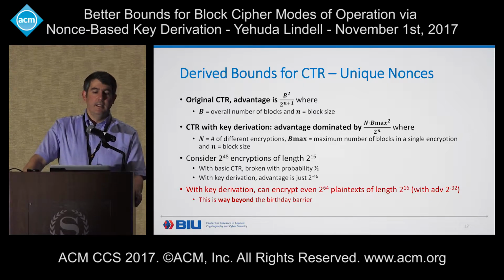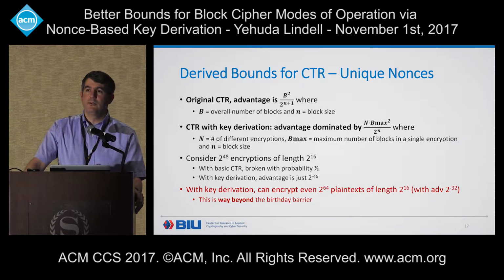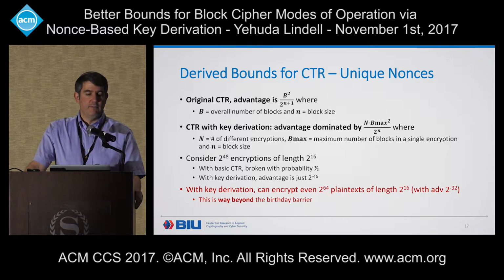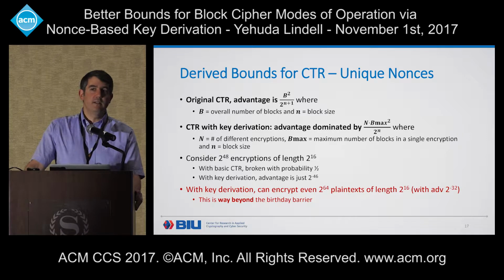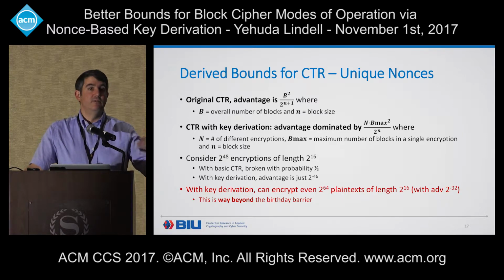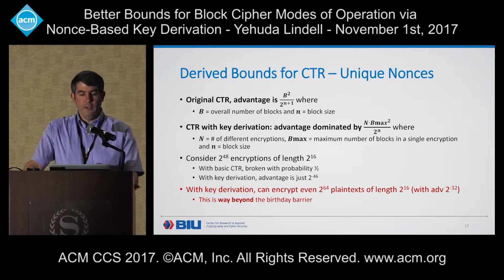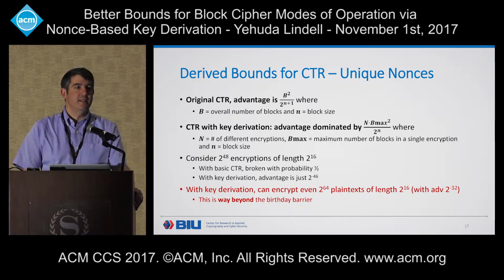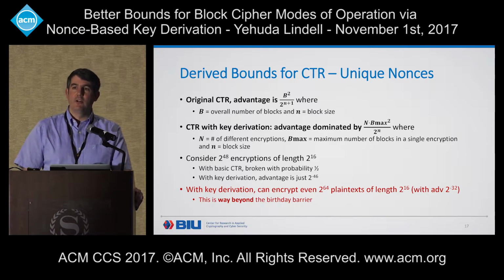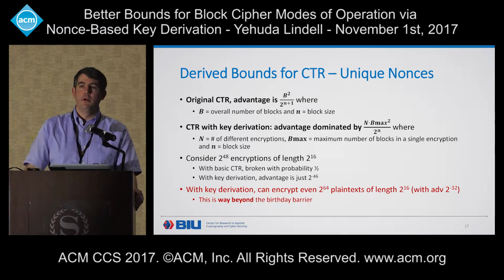And concretely, let's consider 2 to the 48 encryptions of length 2 to the 16 each. With basic Countermode, this is broken with probability 1/2, because we have 2 to the 64 blocks being encrypted overall, and that's all with the same key, so you're broken with the birthday bound exactly. But with our method, you actually have an advantage of just 2 to the minus 46, so we're still very, very secure. And in fact, we can even encrypt 2 to the 64 plaintexts of length 2 to the 16 each, and still have an advantage of only 2 to the minus 32. This is way, way beyond the birthday bound.